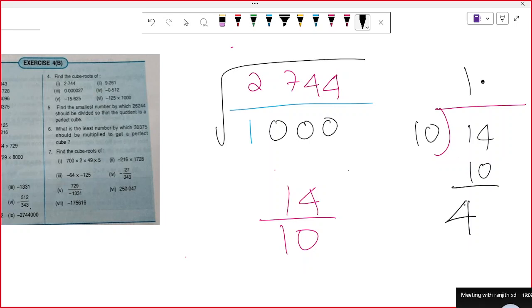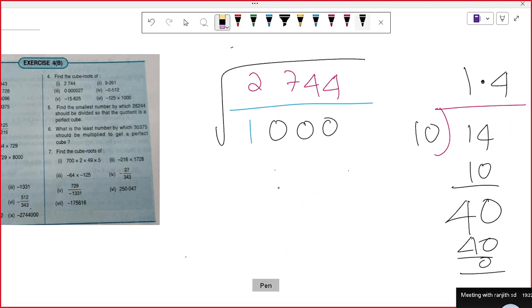14 divided by 10. Remainder is 4. Keep a point, add a 0. How many times does 10 go? 10 fours are 40. So for everything there's an easy method and a lengthy method, and even shortcuts. You can use shortcuts. The answer is 1.4.